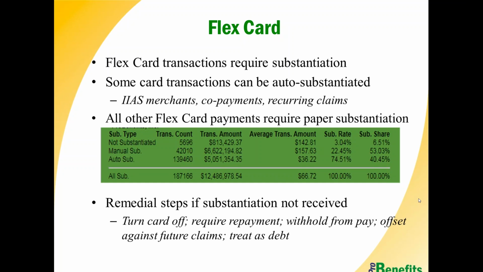So if you have a payment to a doctor through the flex card that doesn't match your copayment, we need the additional documentation to tell us what the service was for, the date it was incurred. The flex card swipe might just tell us the date it was paid, not necessarily the date it was incurred. So those auto-substantiated claims, that 75%, are the ones that fall into the three categories of auto-substantiation, and the rest of them are the claims that require additional information.